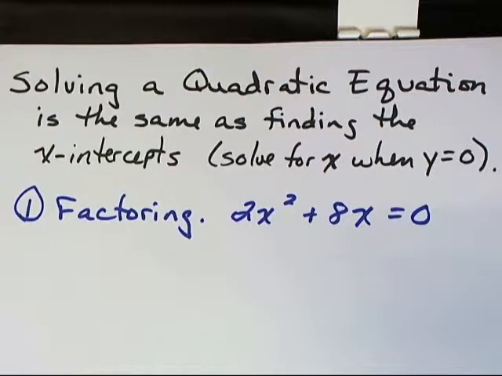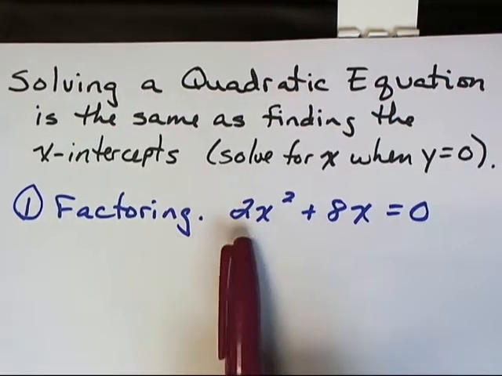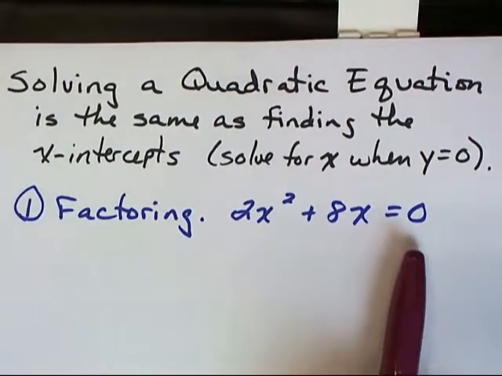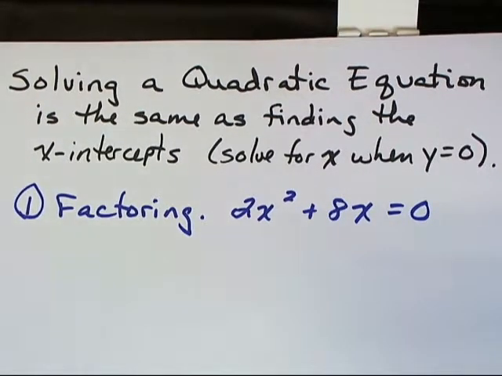Remember, finding the solutions is really finding your x-intercepts. So if the equation was equal to y, you'd replace the y with 0, and you'd end up with the equation that we have here. In this case, we have 2x squared plus 8x is equal to 0. There's no constant value, or c, so this one we can solve by taking out our GCF.